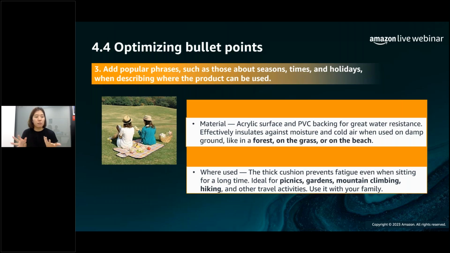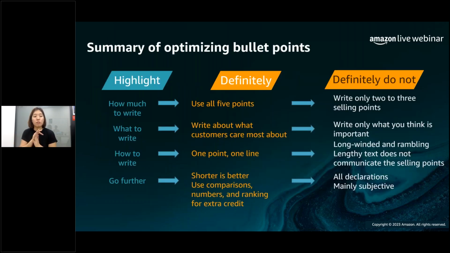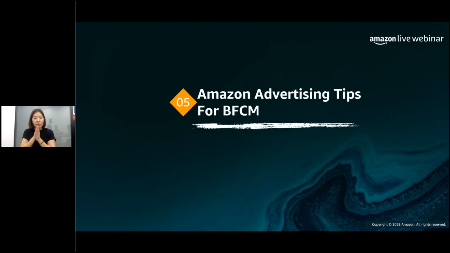So these are the summaries. On how many bullet points to write, use all five. Do not use two or three. Use all five because you want to make sure there is ample information that the customer really needs. What to write about: what does the customer care about, why do customers buy a product in the first place. How to write: one point, one line, straight to the point. Don't write super long, just tell me what is good about the product. You can also go further by making comparisons, or if you need any more information, go to your A+ content. So that's all for me.